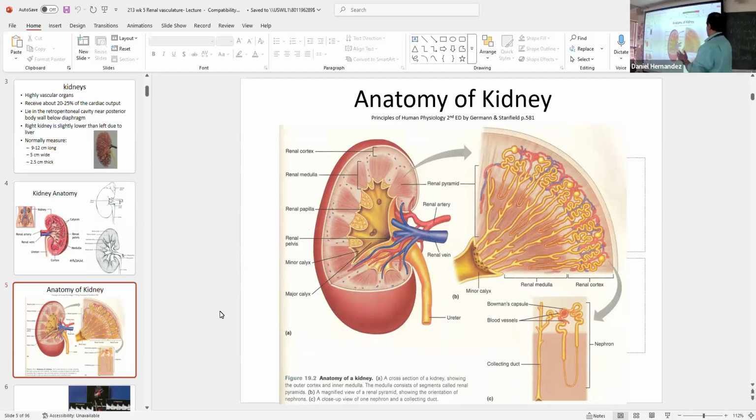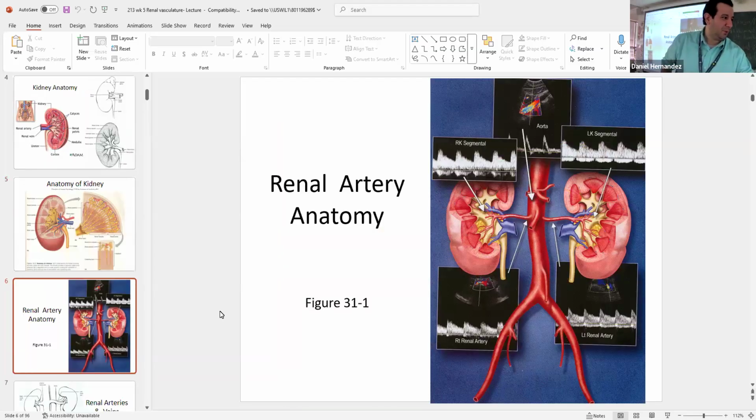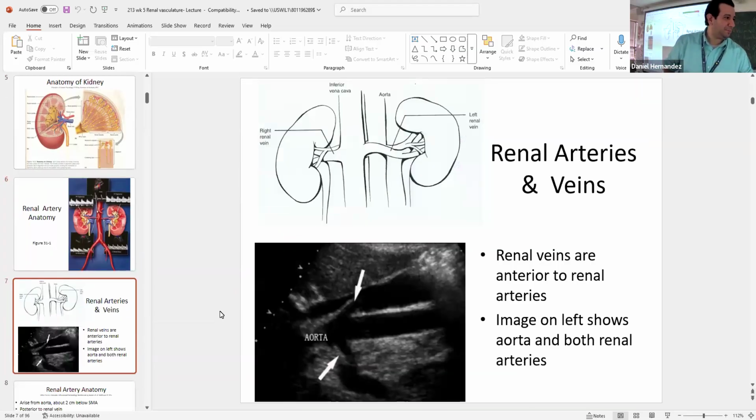So I'm not gonna go into detail about the nephron and all that stuff. This was A&P. So we're focused more on the vasculature.